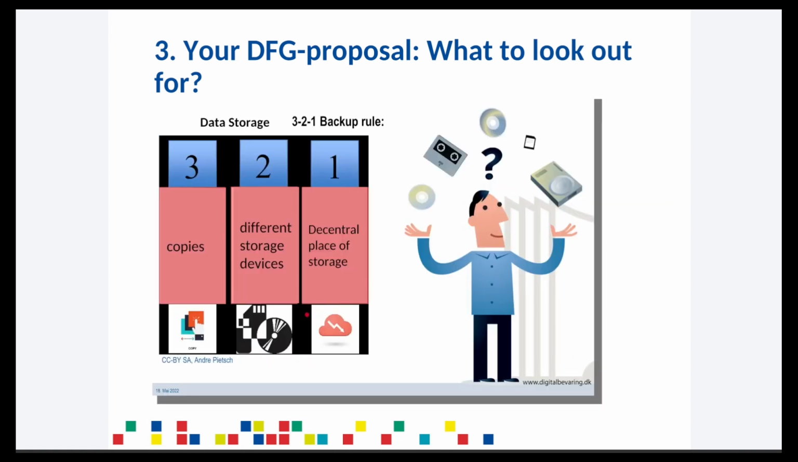And within the aspect of technical data storage, you should look at the 3-2-1 backup rule. Andre has provided me with this nice graphic. You need 3 copies of your data. You should store it on 2 different storage devices, and one of them should be in a decentral place of storage. And that's why we strongly recommend you to use your public infrastructure, because usually public infrastructure is supposed to adhere to exactly this 3-2-1 backup rule.